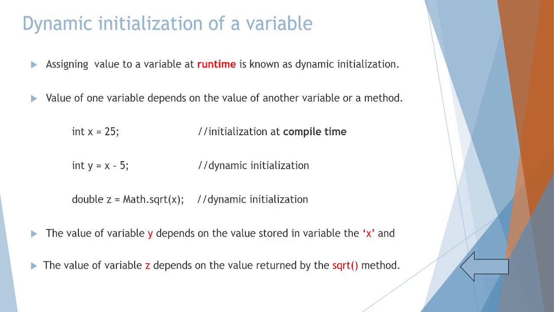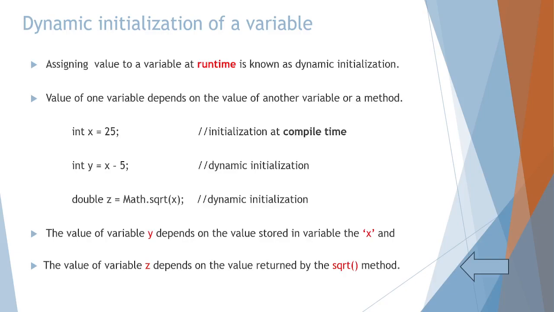So we start running the program. The x variable will be created in the memory, stores 25, and then the 25 is retrieved from the x location and then minus 5. 25 minus 5 is 20, and that answer will be stored in y during the execution, which is known as dynamic initialization.